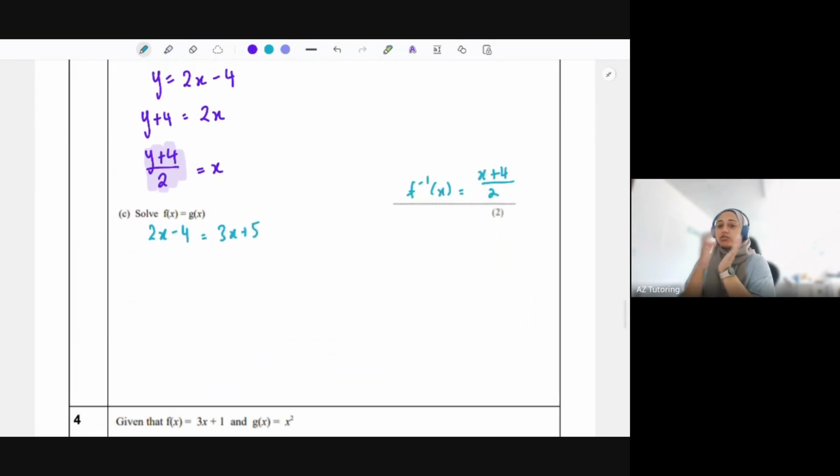So I'm going to bring all the x's to one side and bring all the numbers to one side. I'll probably try and keep x positive so it's easier to deal with. So I'll minus 2x over to the right-hand side. So I get minus 4 equals 3x minus 2x, which is x plus 5. And to get x by itself, which is what we're solving, I need to get rid of that 5. So I'm going to minus 5. So x equals minus 4 minus 5, which is minus 9. And that's our answer. So x equals minus 9.